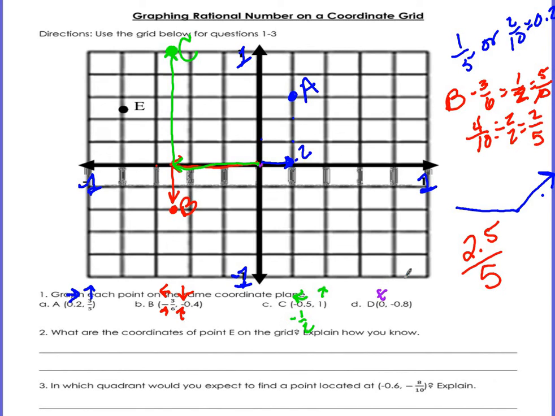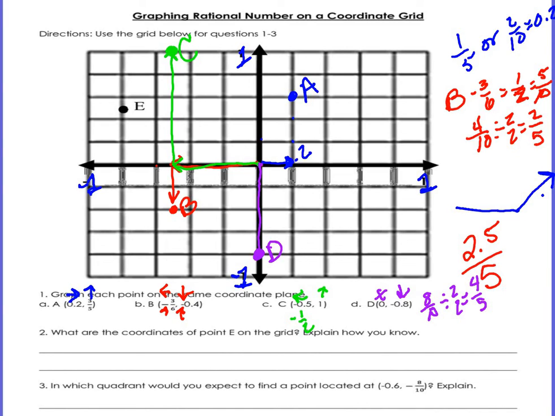So this one you could say I don't move, and then here I move down because it's a negative 0 and 8/10. Okay, and then I can look at this and say 8/10. Well, I can divide both of them by 2, and I would get 4/5. So I would go down 1, 2, 3, 4, and here would be my point.